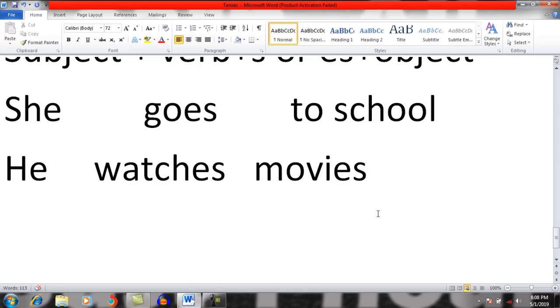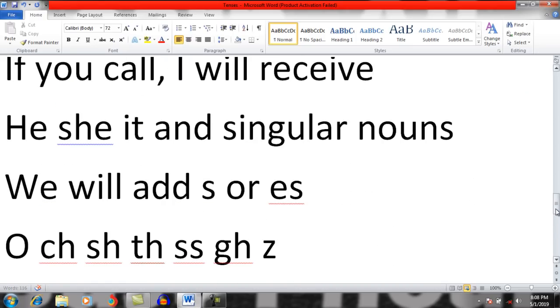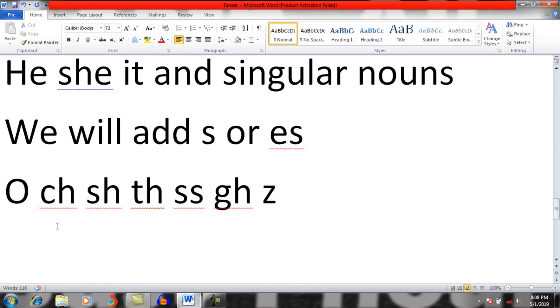For example, she cooks rice. Now I add here only s. Why? Because there is no k. The alphabet k is not present in all these letters like o, ch, sh, th, ss, gh or z. So there is no k. That's why I just put s there.